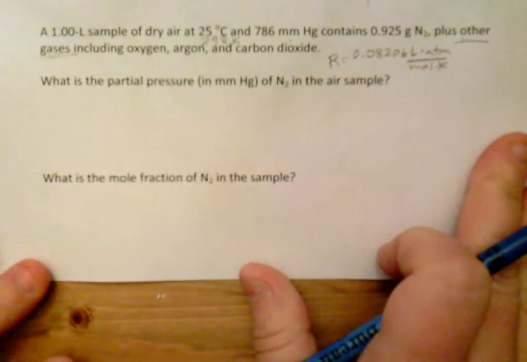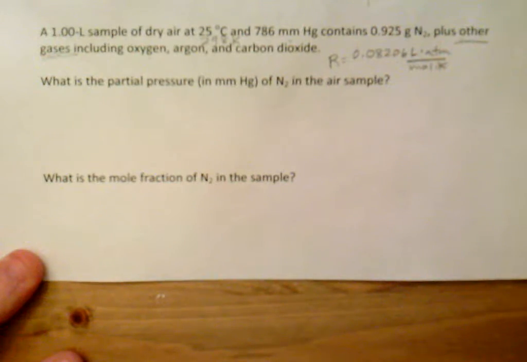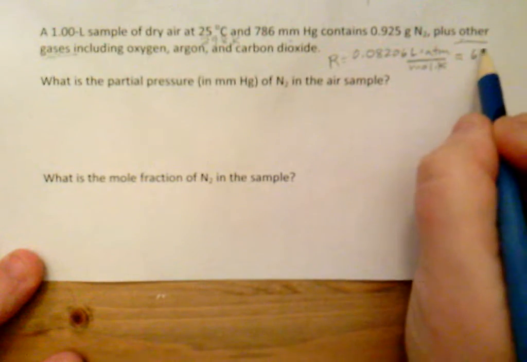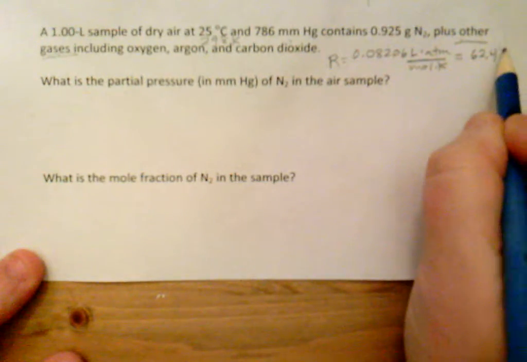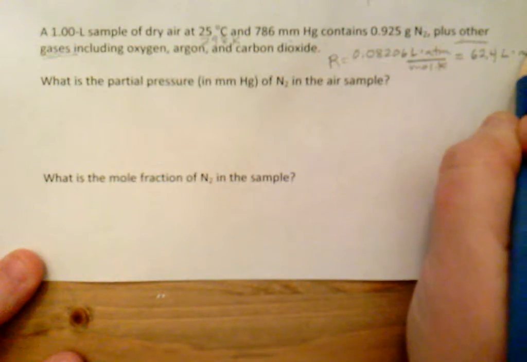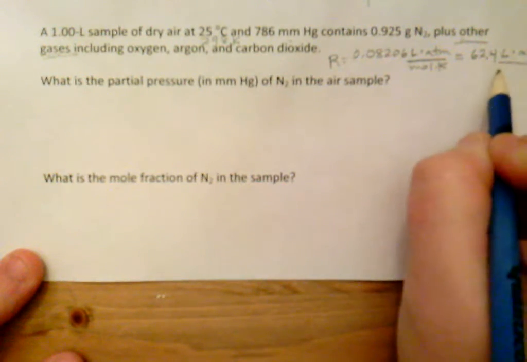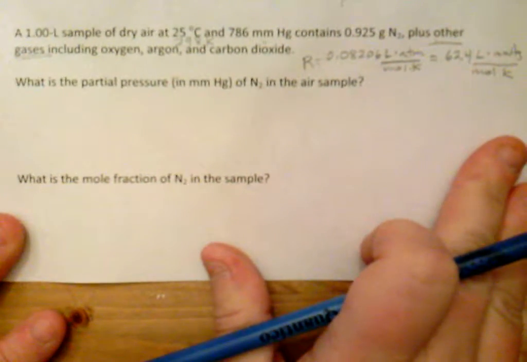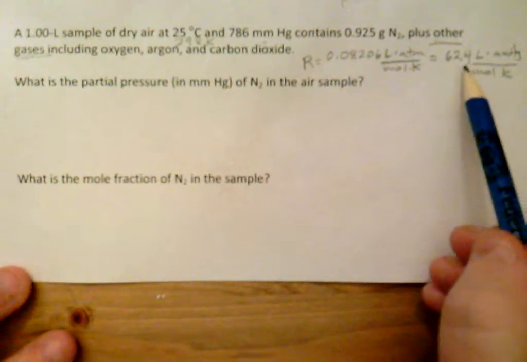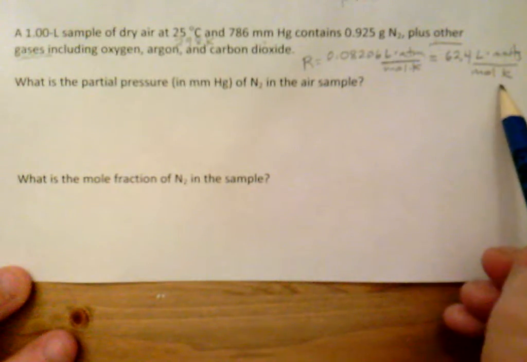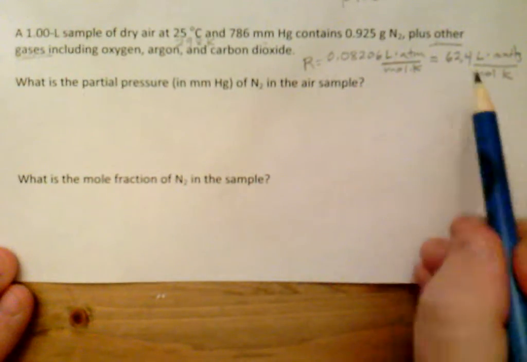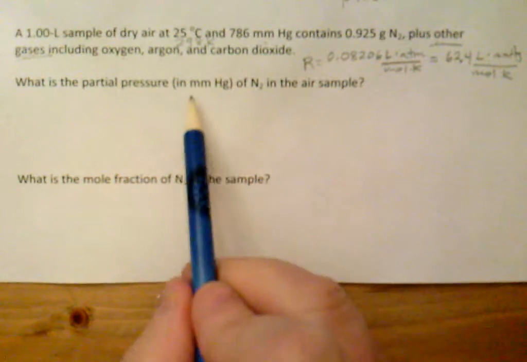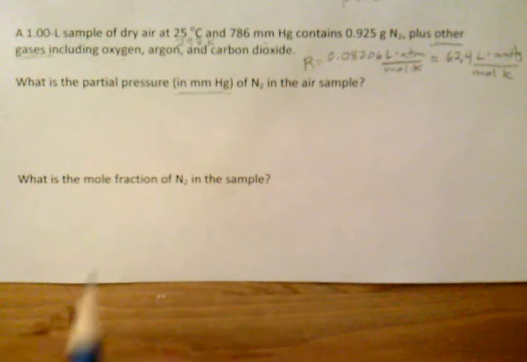But we could also use the same number in terms of millimeters of mercury. So this is also equal to 62.4 liter, not ATM anymore. This is millimeters of mercury per mole Kelvin. I don't know if you can see that on there. Okay, there's my units. 62.4 liters times millimeters of mercury per mole Kelvin. All right, so I'm going to just use this value of R in my PV equals nRT because I don't want to convert to ATMs and then back since it asks me in millimeters of mercury here.